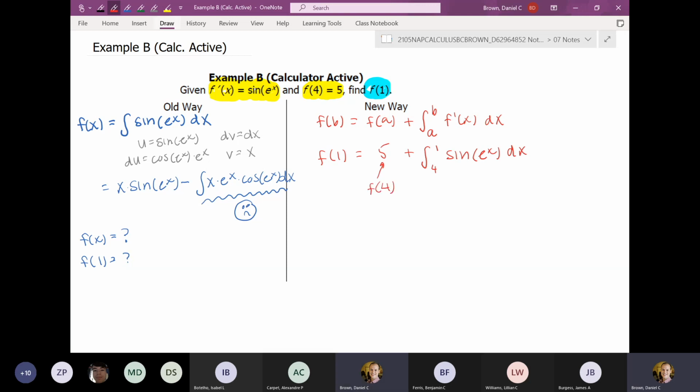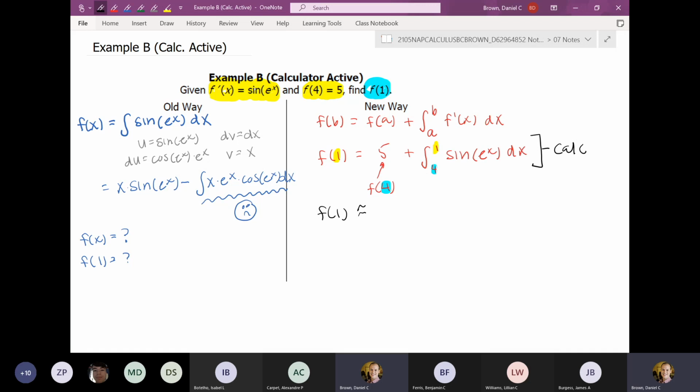Again, things that should always match when you're doing it. F of 4, the initial condition, should always match the bottom number on your integral sign. And then what you're finding should always match the top number on that integral sign. And then literally how we're going to finish up this problem is we're going to just type this into our calculator, and that's going to give us an answer. It's not a very nice integral, but it is going to give us an approximate answer.